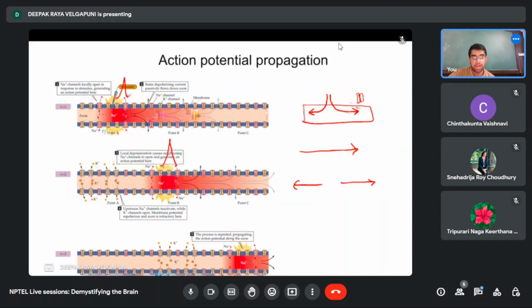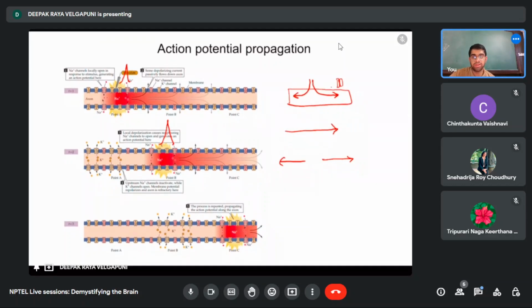So, is it clear why, even though the sodium currents are passing bidirectionally, the action potential is not generated on both sides? The reason is the previous location is still in the refractory period, and therefore no action potential can be fired. Is this point clear? Yes, sir. Yeah. So it propagates.